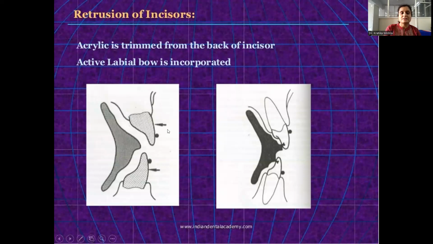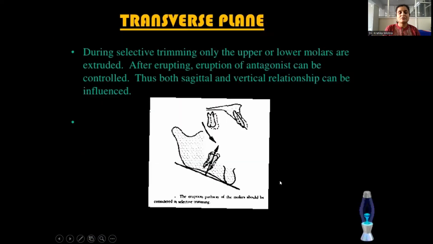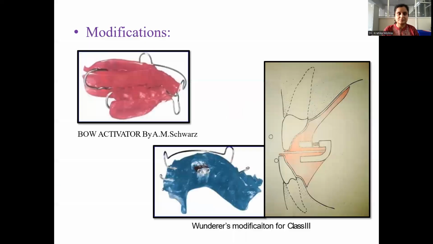This is the retrusion of incisors. The acrylic is trimmed from the back of the incisors and an active labial bow is incorporated. In the transverse plane, during selective trimming, only the upper and lower molars are extruded. After erupting, eruption of the antagonist can be controlled. Thus, both sagittal and vertical relationship can be influenced.